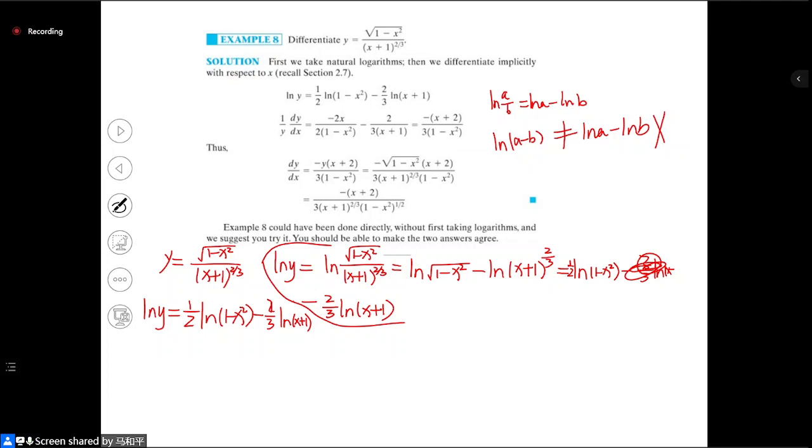Okay. And do you remember this ln y? We have d over dx of ln y. Do you know this?